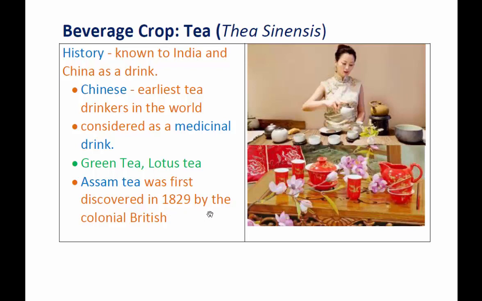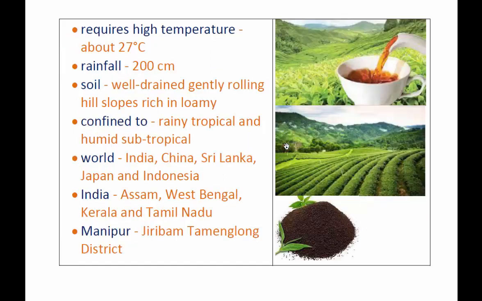In the picture you can see a Chinese man preparing tea and getting ready for serving, most probably in a restaurant. For the cultivation of tea, they need a very high temperature, about 27 degrees Celsius and above. As far as the soil is concerned, it needs a well drained, gently rolling hill slope.